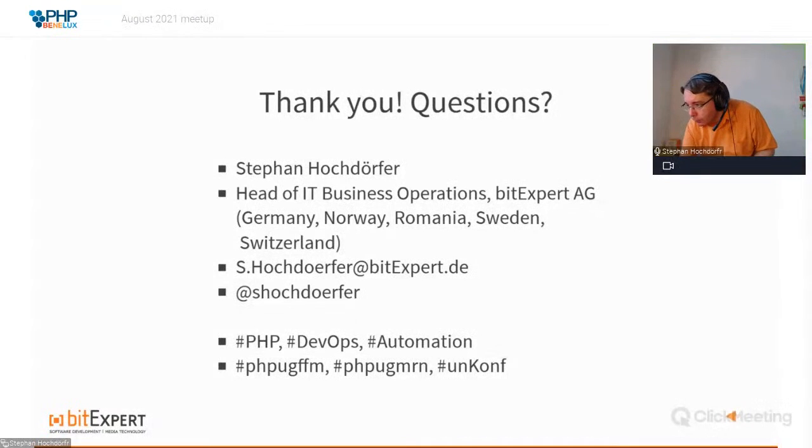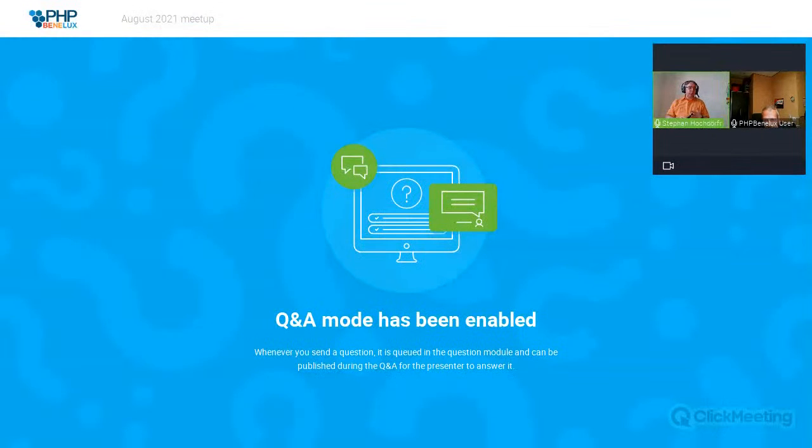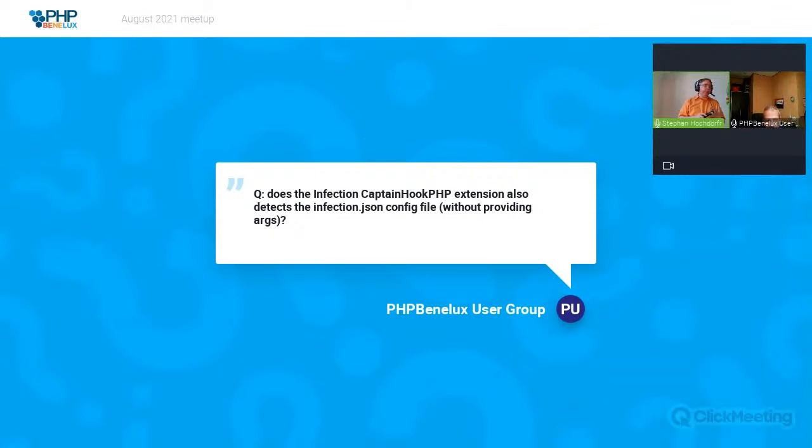Okay, there is a question in the chat. Does the Infection Captain Hook extension also detect the Infection JSON configuration? That is a very good question. It should, I would assume, because I'm just launching Infection PHP as a parameter. I haven't checked that. I need to do that.